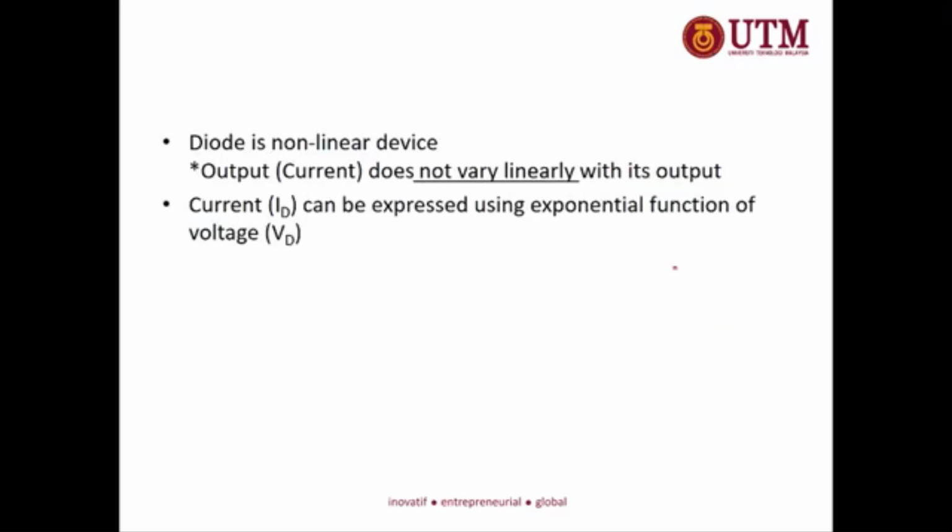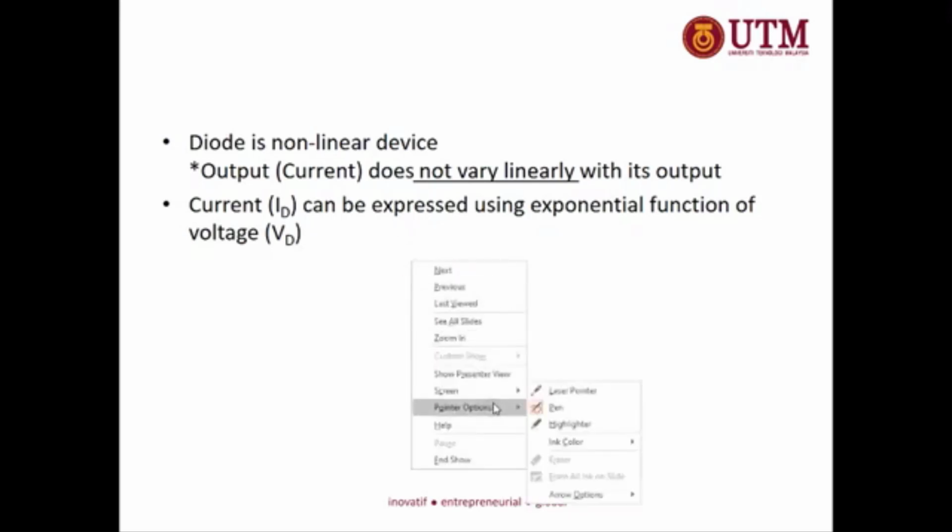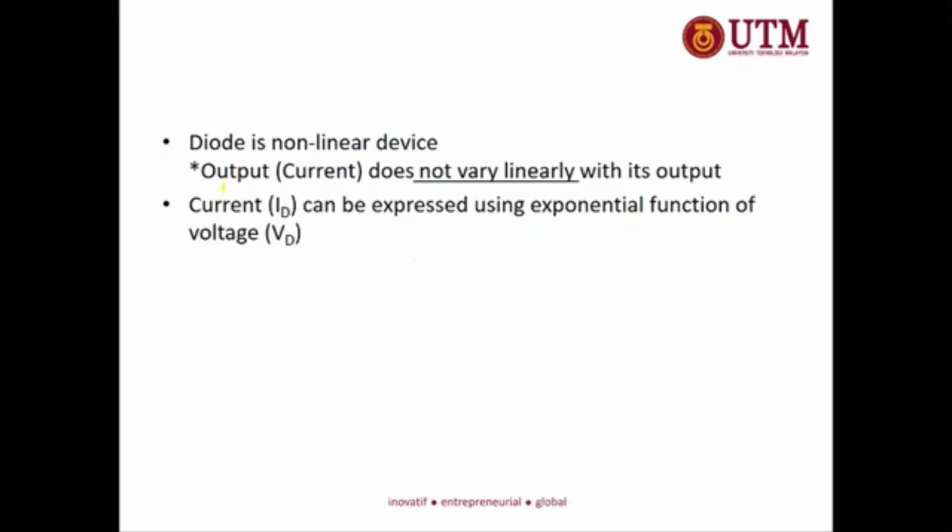Based on the IV characteristic, the diode can be classified as a non-linear device. What is non-linear? A non-linear device means that the output current does not vary linearly with its input.